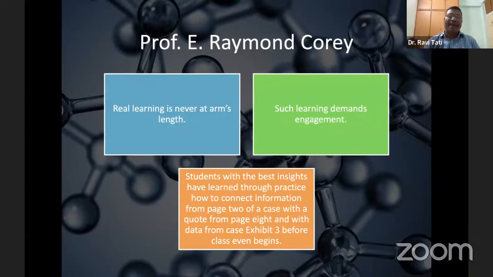So students with the best insights have learned through practice how to connect information from page 2 of the case with a quote from page 8. I have supplied to you a 6-page case. Out of that, 2 pages are tables and 1 page is additional information. The real case is only 3 pages. That means a 3-page case and 3 pages of supplementary information is provided to you.